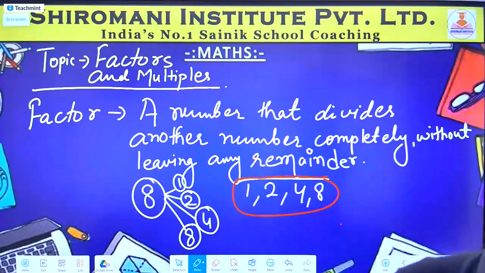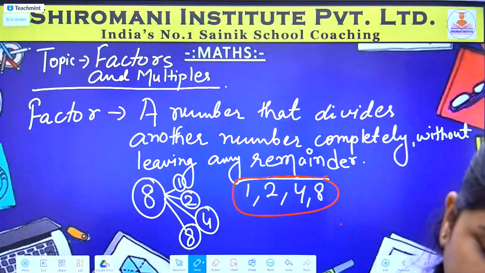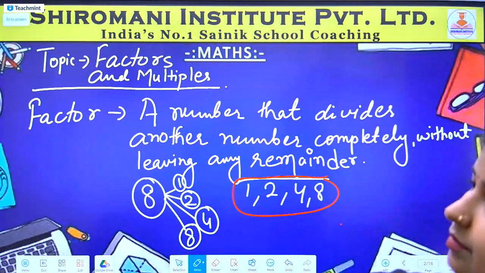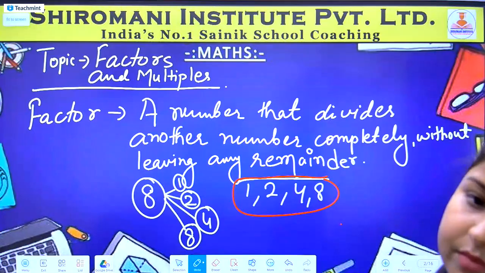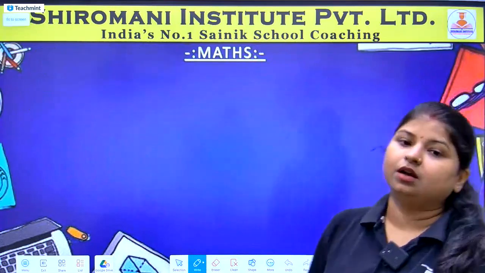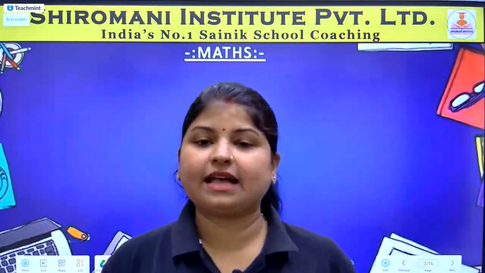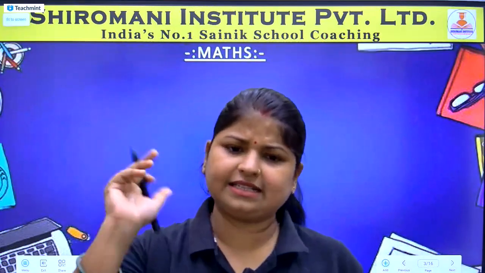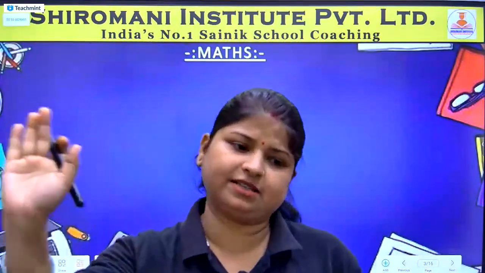Today our focus would be on factors and a method called prime factorization. Hope you have done that. This 8 was a number whose factors we could easily find out. Why? Because 8 is a small number and we can easily see that 8 is divisible by these numbers.